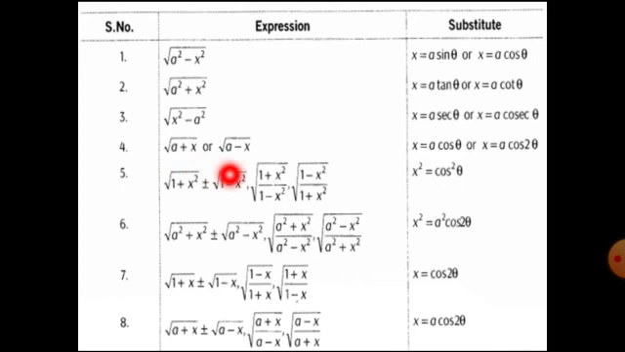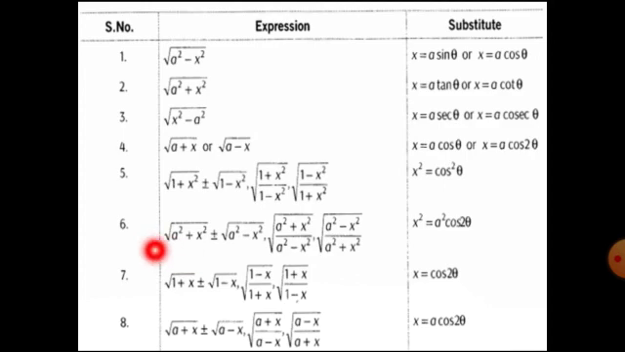If the expression is square root of a plus x or square root of a minus x, then x is equal to a cos theta or x is equal to a cos 2 theta. The fifth expression is square root of 1 plus x square plus or minus square root of 1 minus x square, or if it is in the form square root of 1 plus x square divided by 1 minus x square, or square root of 1 minus x square divided by 1 plus x square, then you have to substitute x square is equal to cos square theta.